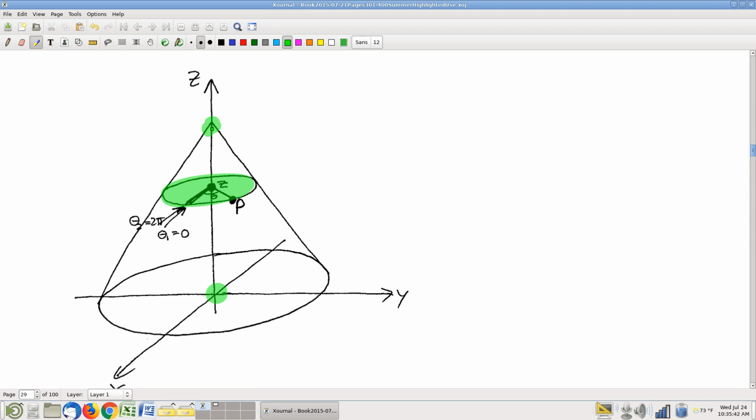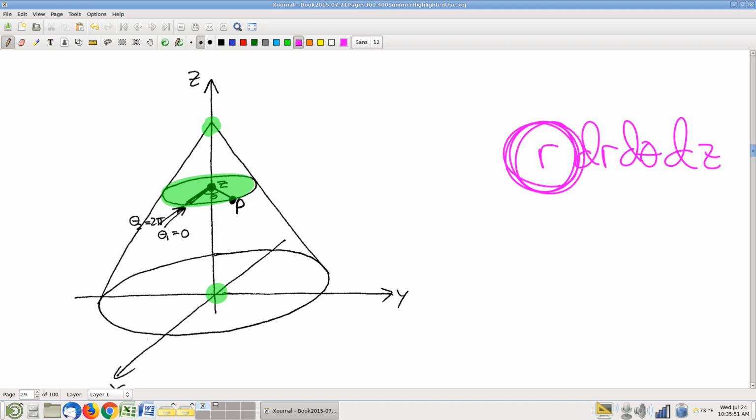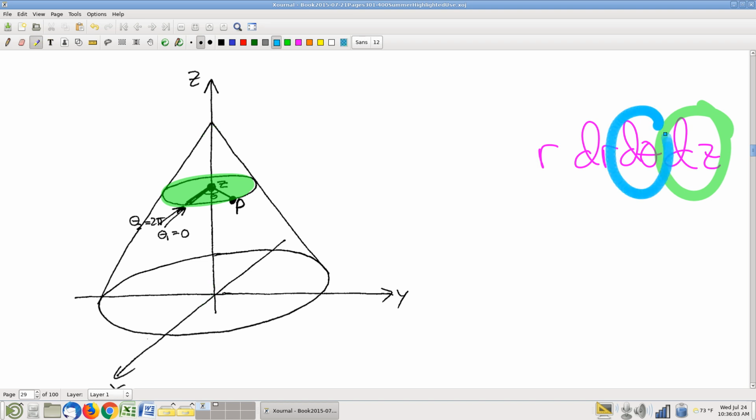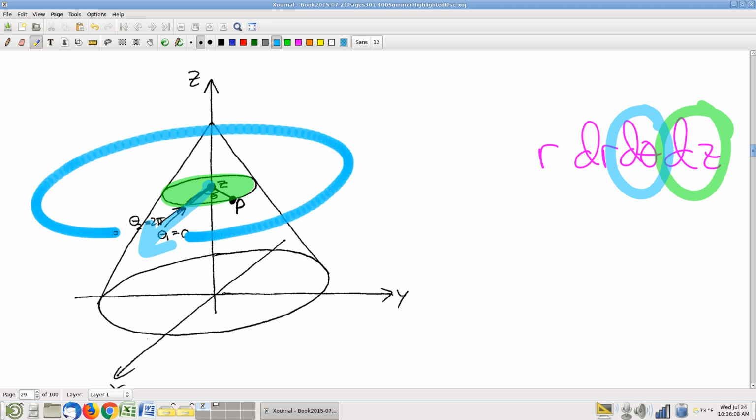Right? So I'm doing dz on the outside, dr d theta on the inside. Don't forget to write down your r. So easy to forget that. So we've got z goes from 0 to 1. Then for a given z slice, theta starts at 0, goes all the way around to 2 pi.